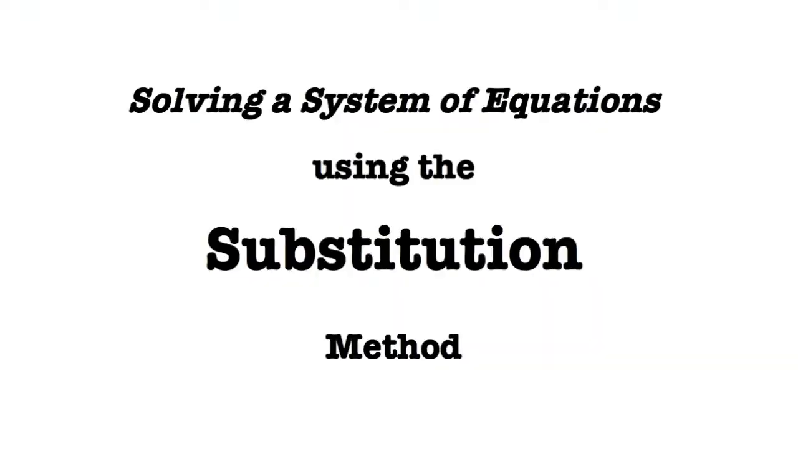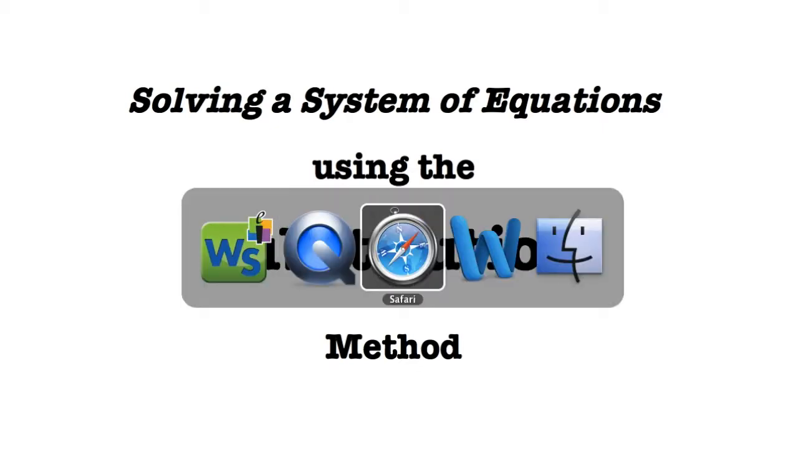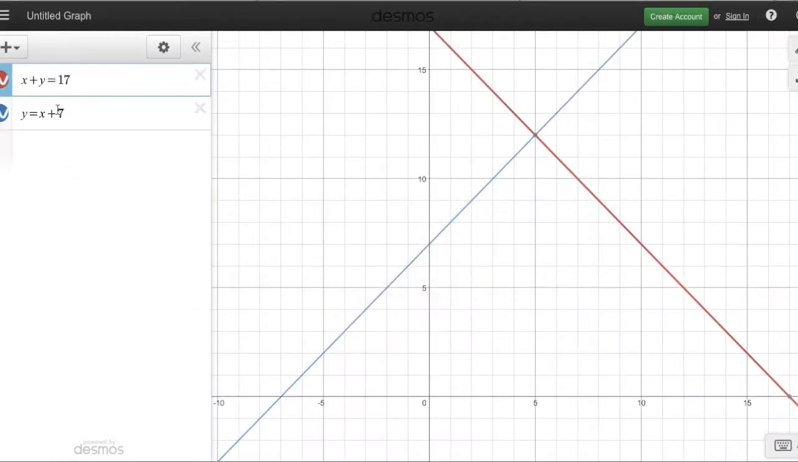We are solving a system of equations using the substitution method. Now I'm going to steal some problems directly out of our homework assignment, but I'm going to spend just a moment first explaining what we're doing. There are 2 equations. Let's say here in this example it's x plus y equals 17. That's the red equation represented on this graph. And there's y equals x plus 7. That's the blue equation represented on this graph.